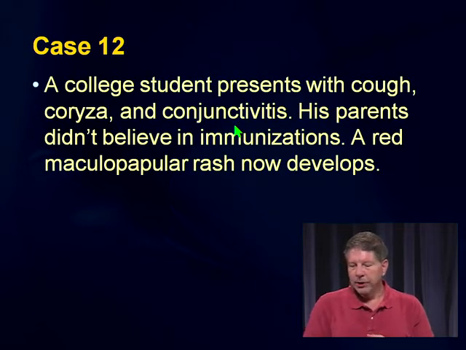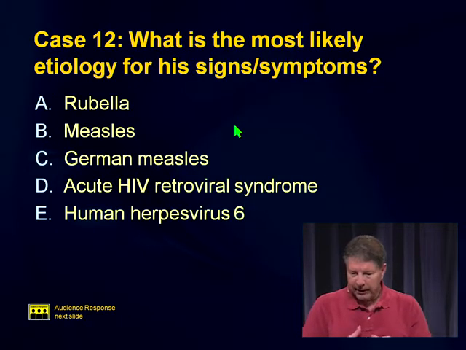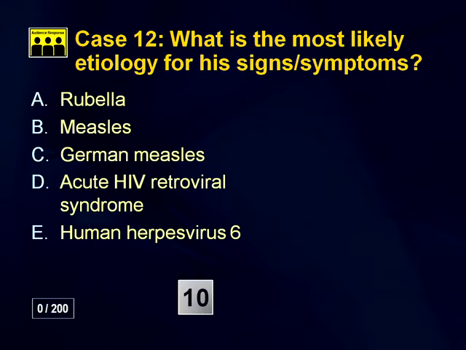Okay, a college student presents with cough, coryza, conjunctivitis. His parents didn't believe in immunizations. A red rash now develops. What's the most likely cause for his signs and symptoms? Rubella, measles, German measles, acute HIV, or human herpes virus 6? What do y'all think?